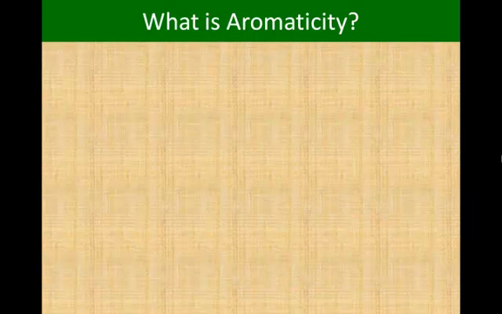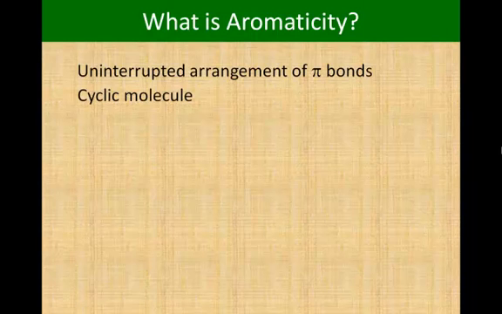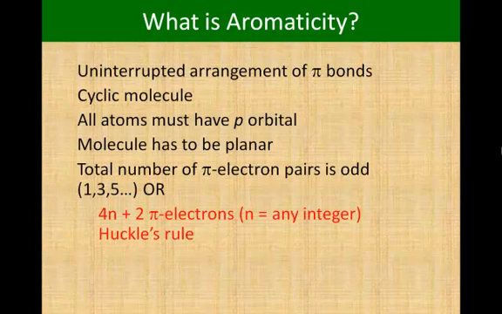What is it that imparts aromaticity to a molecule? Well, there are a number of features that must be present in order for a molecule to be aromatic. This includes an uninterrupted arrangement of pi bonds. The molecule must be cyclic. Each atom in the ring must have a p orbital. The molecule must be planar. And the total number of pi electron pairs is odd.